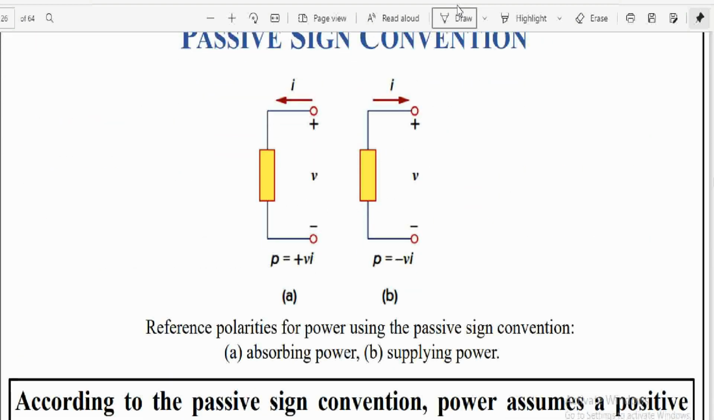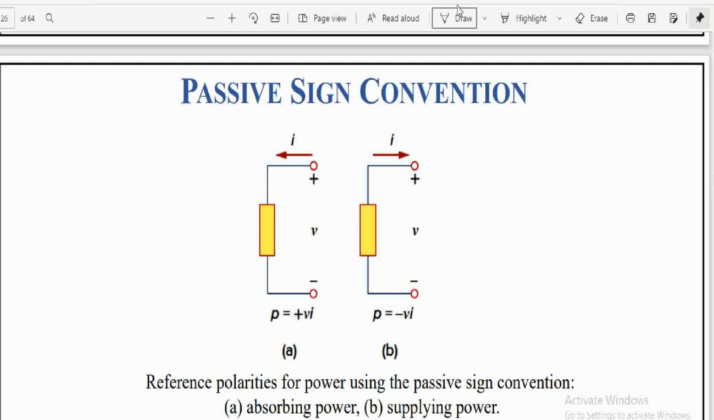In the next class, we are going to see a very interesting topic, that is your passive sign convention.